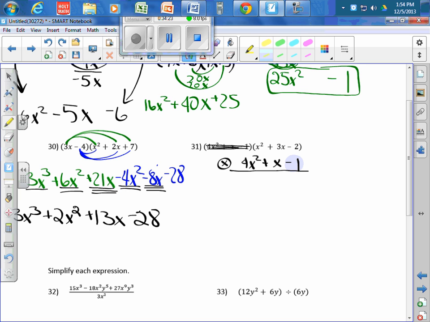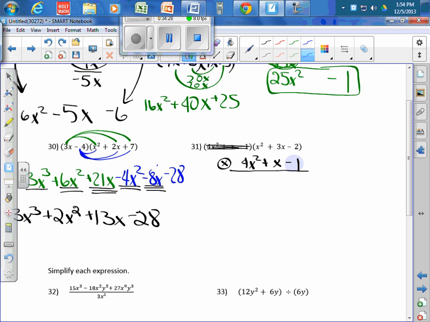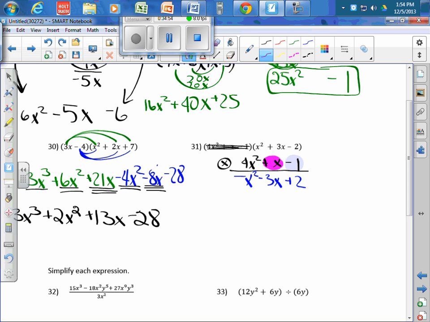I'm going to multiply it times the top row. So negative 1 times negative 2 is positive 2. Negative 1 times 3x is negative 3x. And negative 1 times x squared is negative x squared. Then I'm going to take that same negative 1, or excuse me, the positive x, and I'm going to multiply it times everything in the top row.